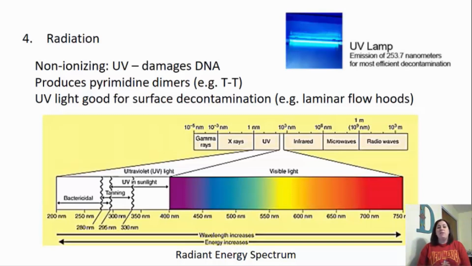The UV light is good for surface decontamination, and so this is what we see. And this is one reason why UV radiation does potentially cause skin cancer for us too, because it does damage our DNA. And in the case here, we would use it to damage the microbe's DNA.